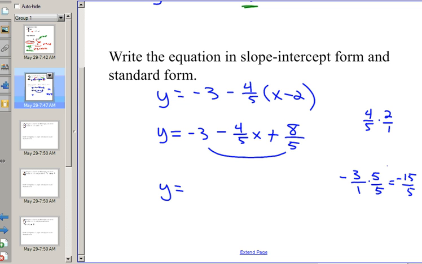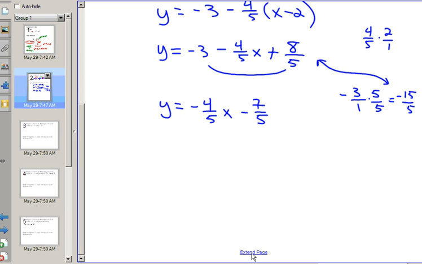So I'm going to combine that with my 8/5, and I get -4/5 x, and then I would have -15 plus 8, oops, try that again, minus 7/5. All right, so there's my slope and my y-intercept. And now if I want standard form, generally, I mean, I could just add this over, and I would get this part right here, and I would get 4/5 x plus y equals -7/5.